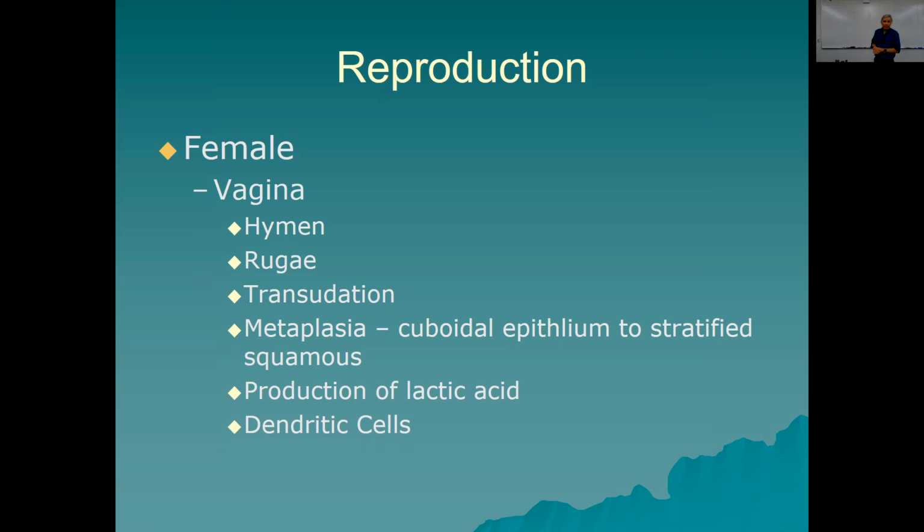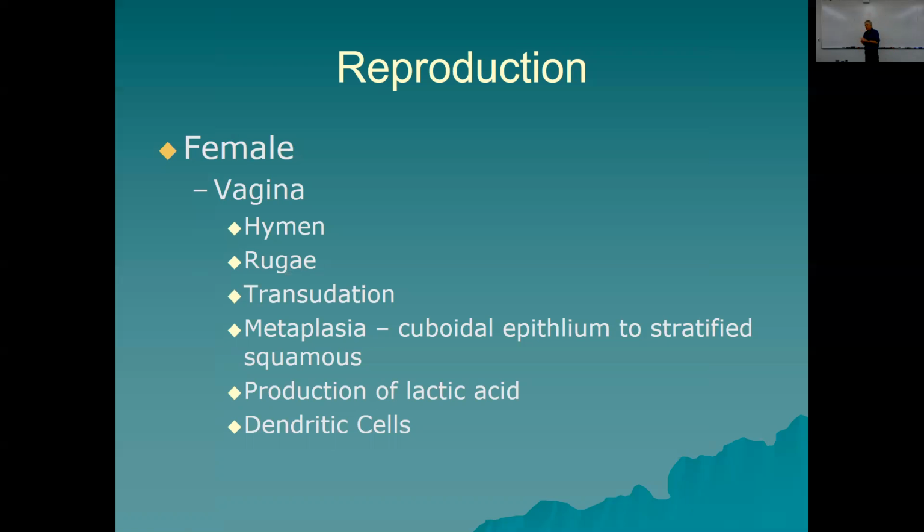Metaplasia. This is something really unusual. I think we mentioned this last semester during the tissue chapter: this is the change in epithelium over the course of someone's life. In a young girl's vagina, its epithelium is a cuboidal epithelium, and as she reaches puberty and gets older, it changes to a stratified squamous epithelium.